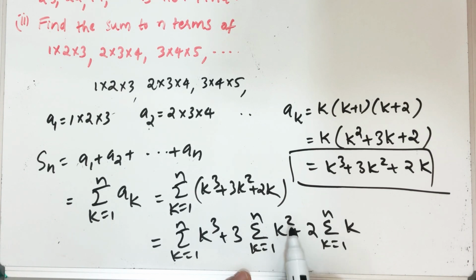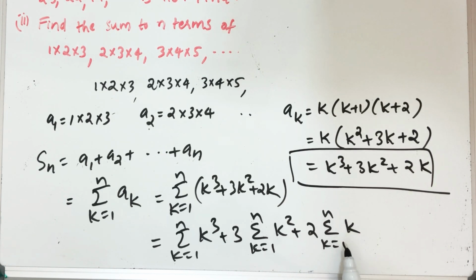And here series k square. Series k square is 1 square plus 2 square plus etc. plus n square. We know the formula: n into (n plus 1) into (2n plus 1) by 6. And here series k. That is 1 plus 2 plus etc. plus n, the sum of the first n natural numbers. That is n into (n plus 1) by 2.